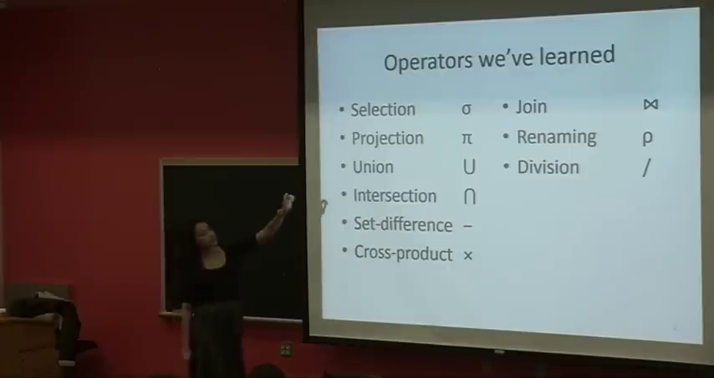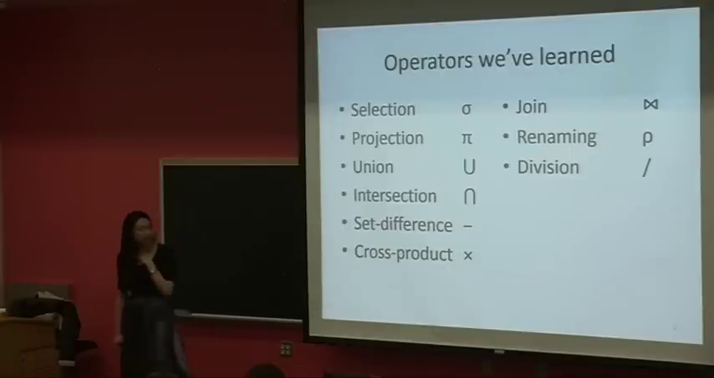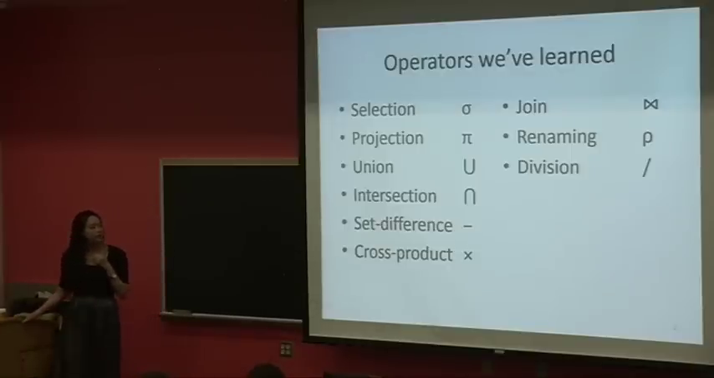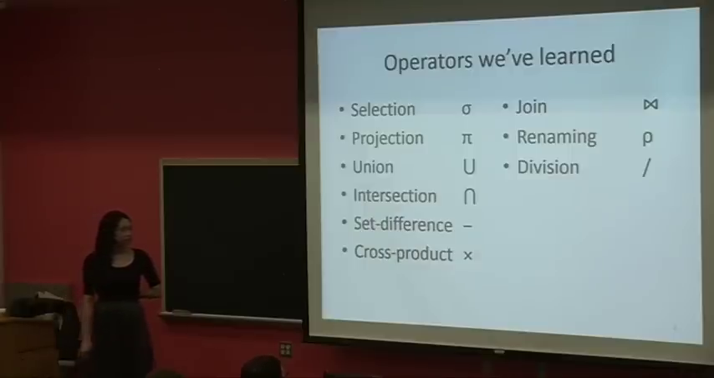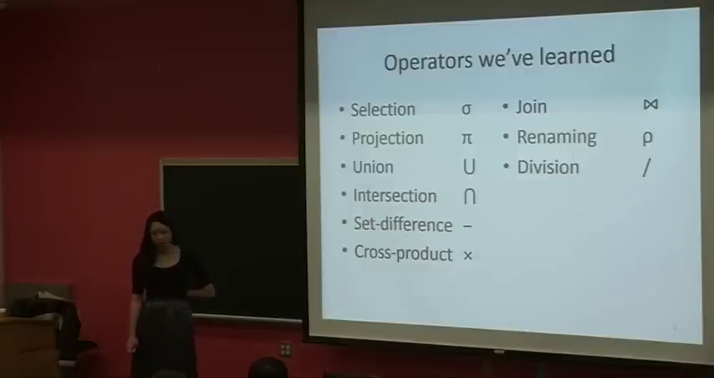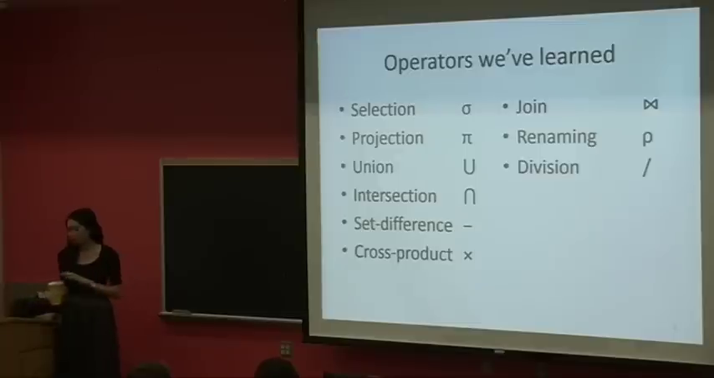Join. We talked about join last Wednesday. Join can be a combination of which two or three operators? You first take a cross product, then optionally a selection. How many joins do we have? We talked about three types of joins.